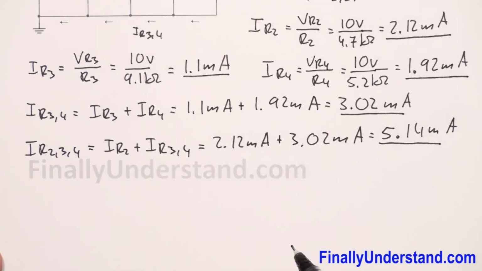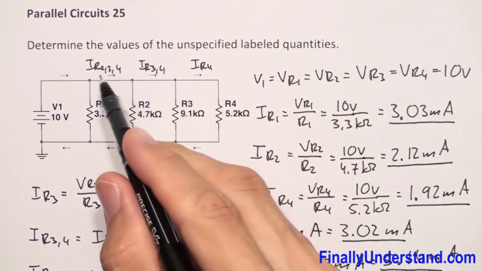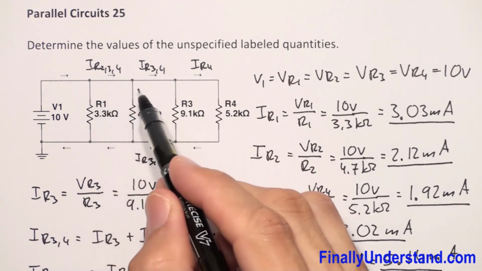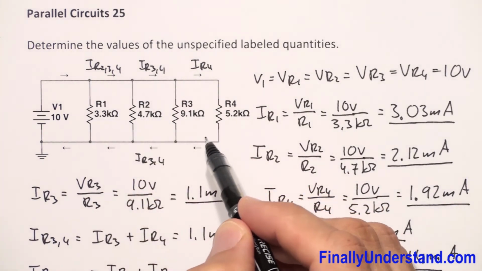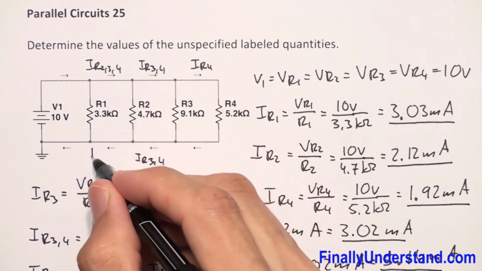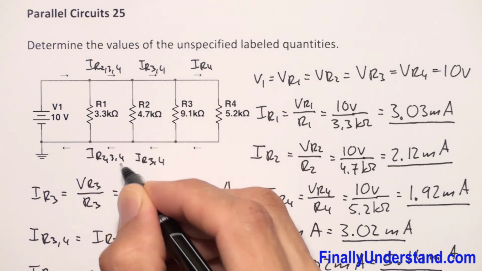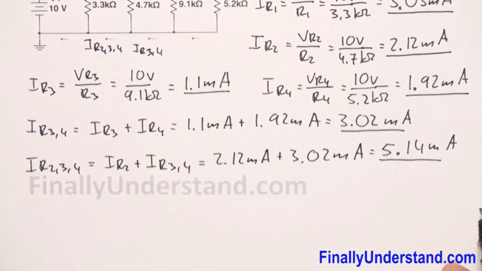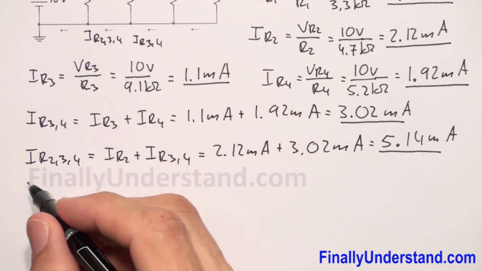Next we're supposed to realize that this current is going to be exactly the same current, because this current is going to split into three currents, and these three currents are going to come back together and create again IR2 3 4, which has the value of 5.14 milliamps. Next I'm supposed to find I total.